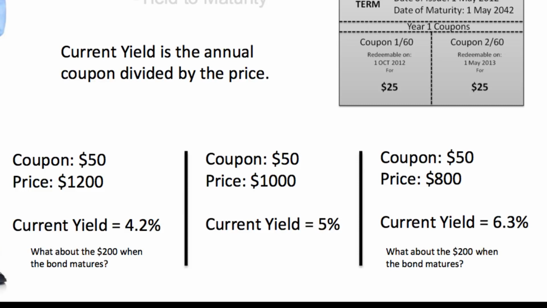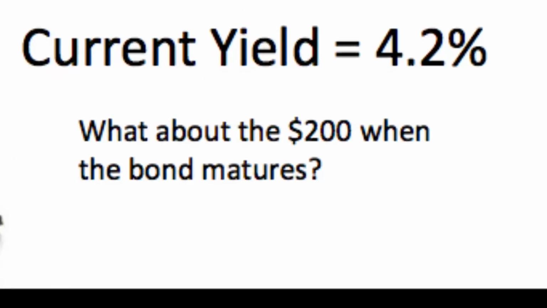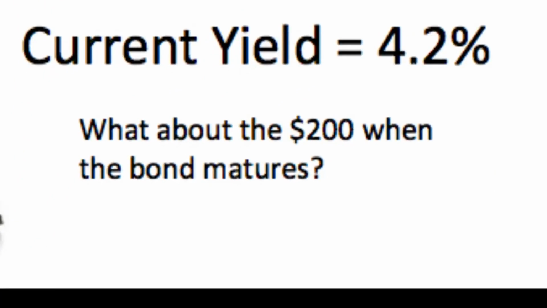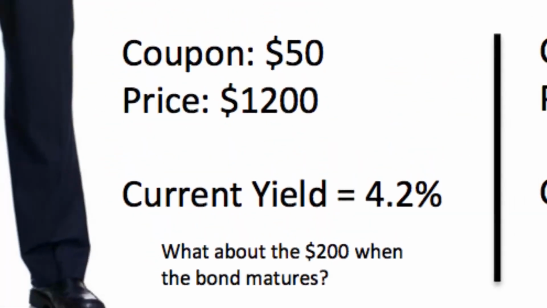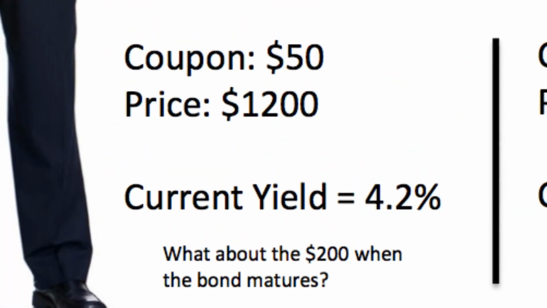Okay, so let's look at this first one where let's just say Jesse bought this for $1,200. The current yield on that is 4.2%. But what about the $200 that he's going to lose when this bond matures? Because we know whenever the bond matures, he's only going to get $1,000 back because that's the par value.